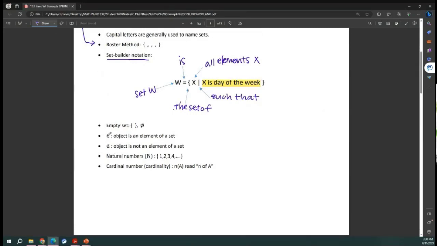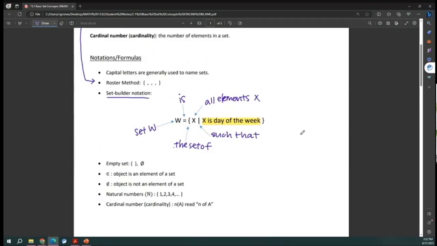Some other symbols that we'll look at, we have this E, which means an object is an element of a set. And then the E with the line drawn through it is the object is not an element of the set. It's set W is the set of all elements X such that, and then your information. X is a day of the week.